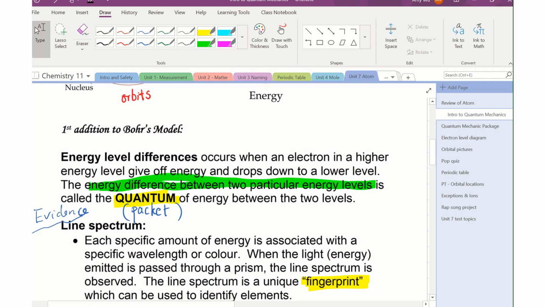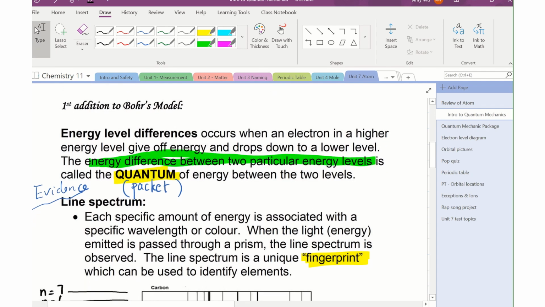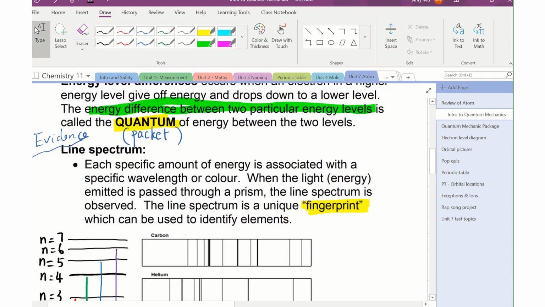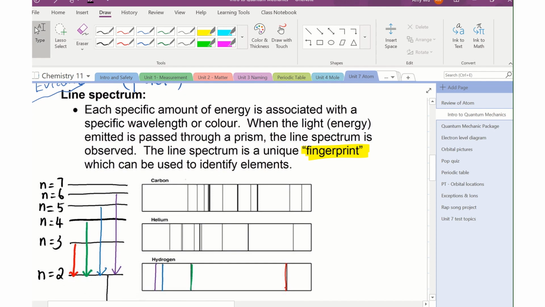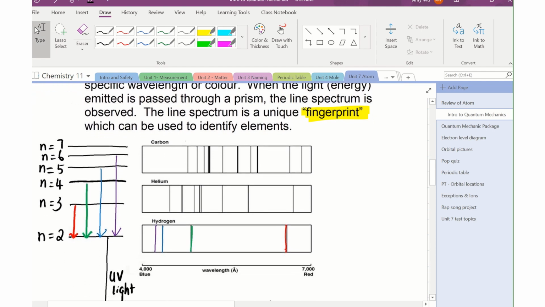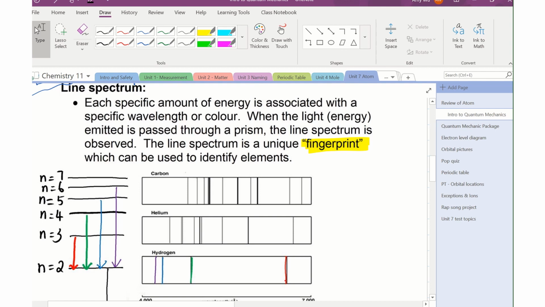The evidence for the quantum of energy is what we see when we observe different gases. I'm not going to go into detail here, but you probably remember that different elements, when you have light go through a prism and pass through these gases or elements, have a unique fingerprint. This fingerprint is called the line spectrum.